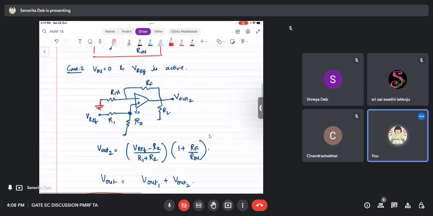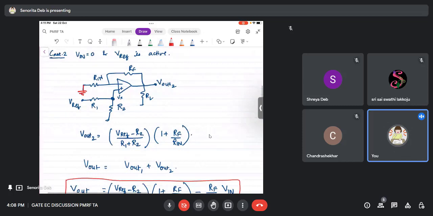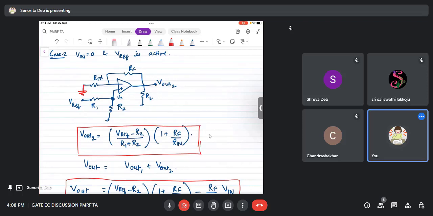And now, if you want, you can just put a KVL equation in here, okay? And you can write that, and you will arrive at this formula. So I'm not solving it. If you want, I'll wait. You can solve and see. You will get this value only. Okay. Vref times R2 upon R1 plus R2.